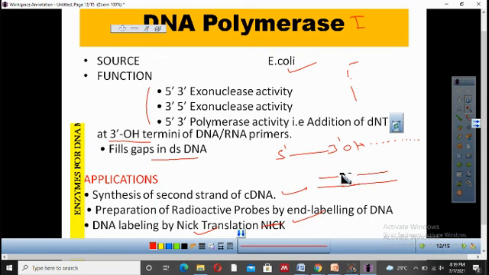Suppose initially it had A, C, T like that, and this is T, G, A, and ACT has been removed. So we have to add the labeled ones: this is the A labeled one, then C labeled one, then T labeled one. So unlabeled DNA strands can be made labeled DNA by using nick translation. So nick translation is the process of DNA labeling. It is not the process of translation.